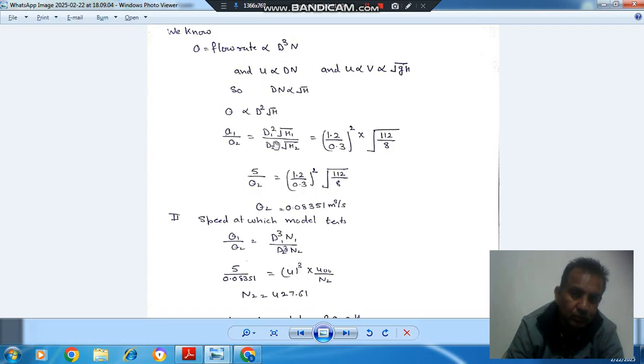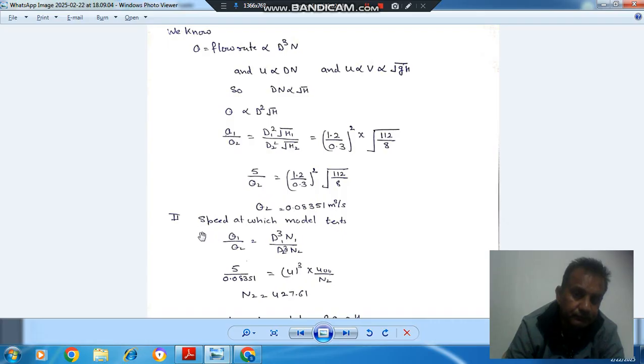So q1 by q2 is equal to d1 square root h1 divided by d2 square root h2. So d1 by d2, as it is a 1/4 model, the ratio will be 4. As the prototype diameter is 1.2 meter, the diameter of the model will be 0.3. And h1 is 112 and h2 is 8. And q1 is 5. So putting this value we can get q2 as 0.08351 meter cube per second.